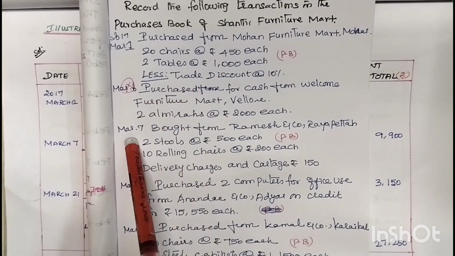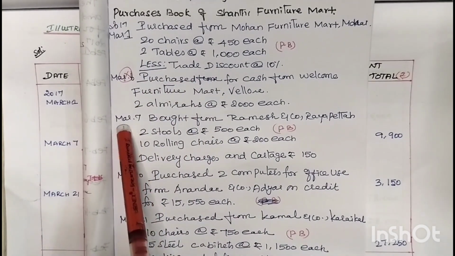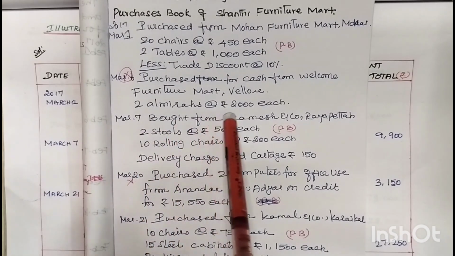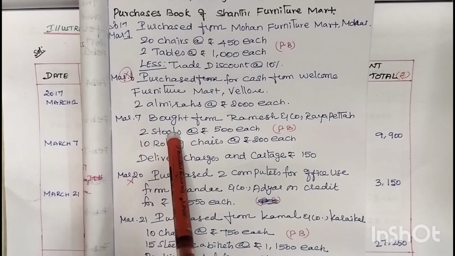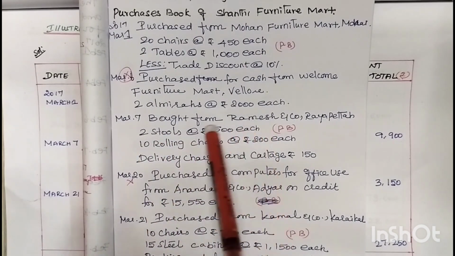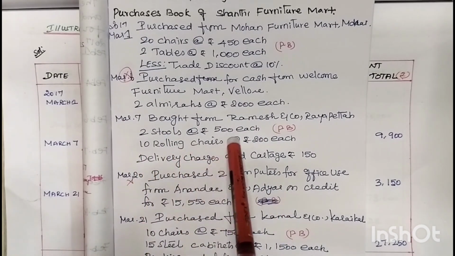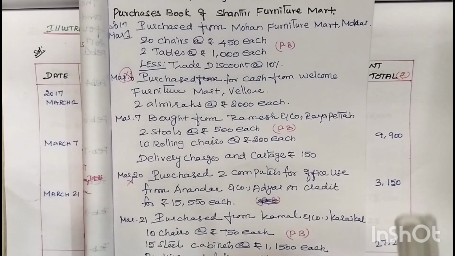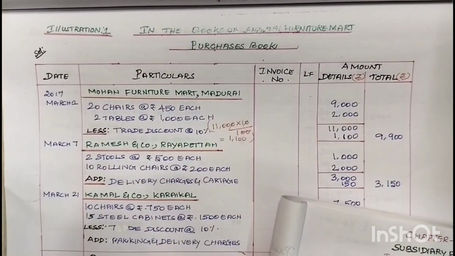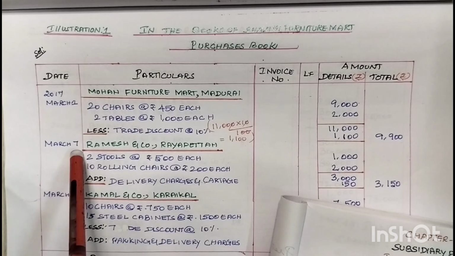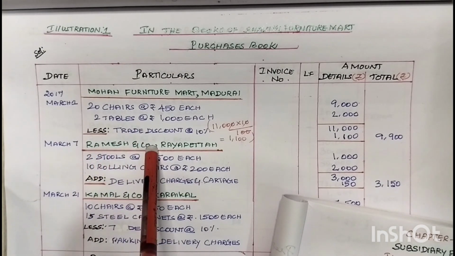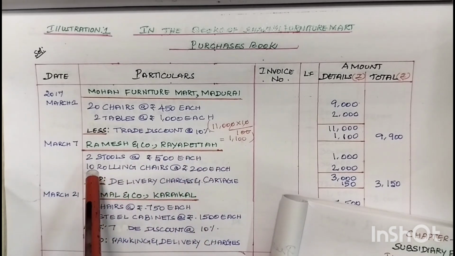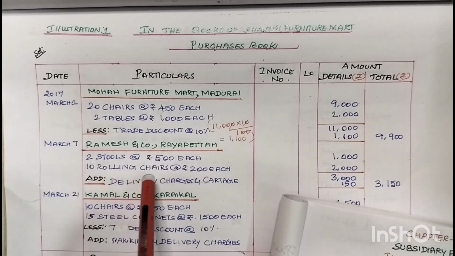Then come to next transaction, that is March 7, bought from Ramesh and Co, Royapet, 2 stools at rupees 500 each and 10 rolling chairs at rupees 200 each. So we go to purchases book dated on March 7. The supplier name is Ramesh and Co, Royapet. The items and the rates are given below.